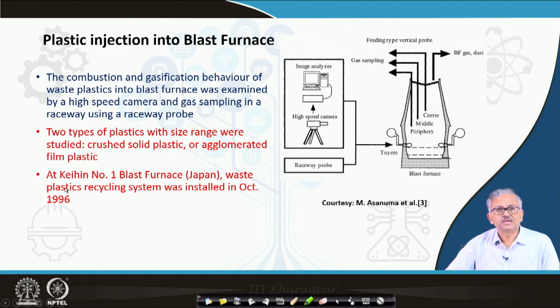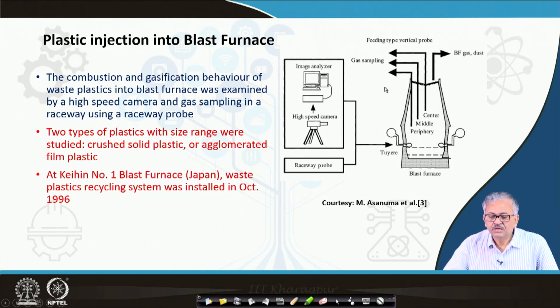And that is the Kimitsu blast furnace 1, Japan. The waste plastic recycling was installed in Japan. Before that they tested it like this, and through the blast furnace tuyere they inserted a probe to see what was happening inside through a high speed camera, and how they observed that, I will just tell about.